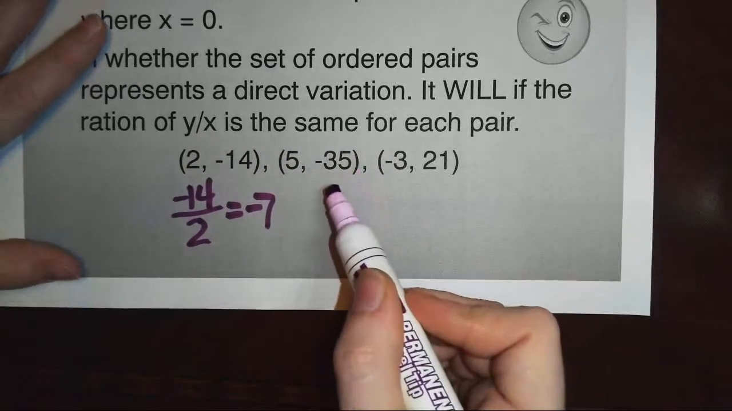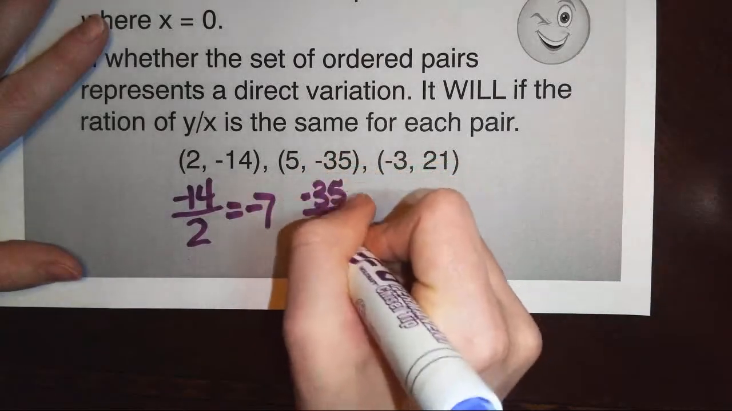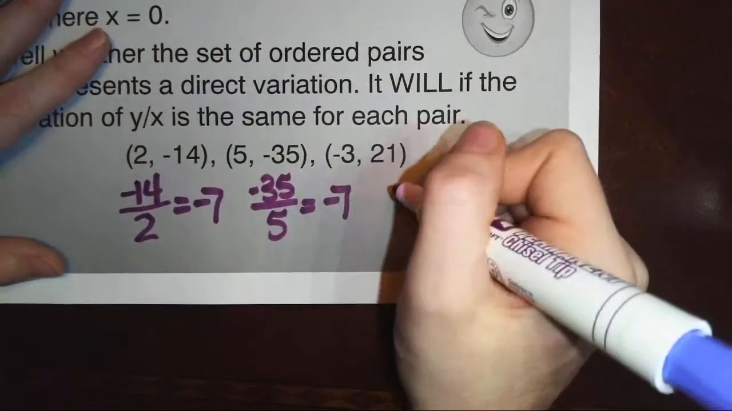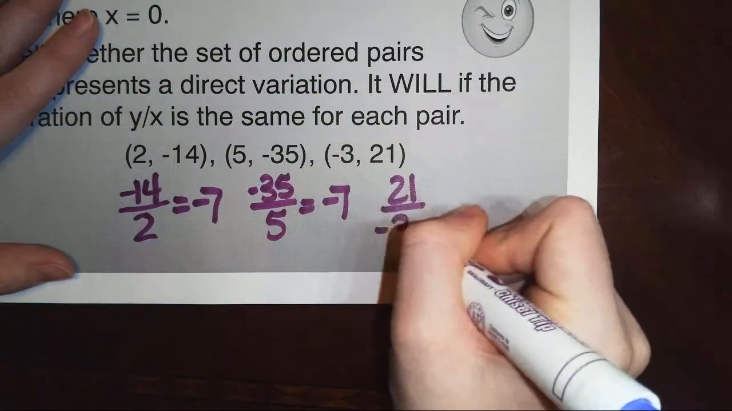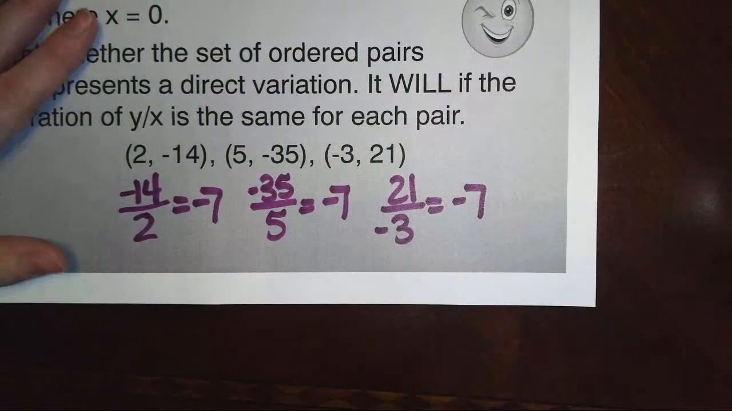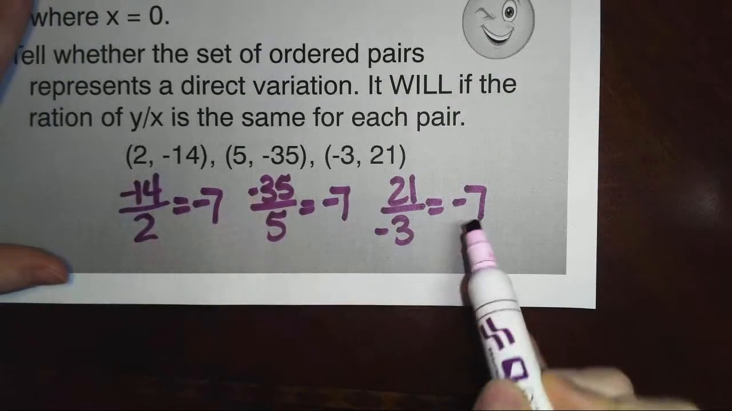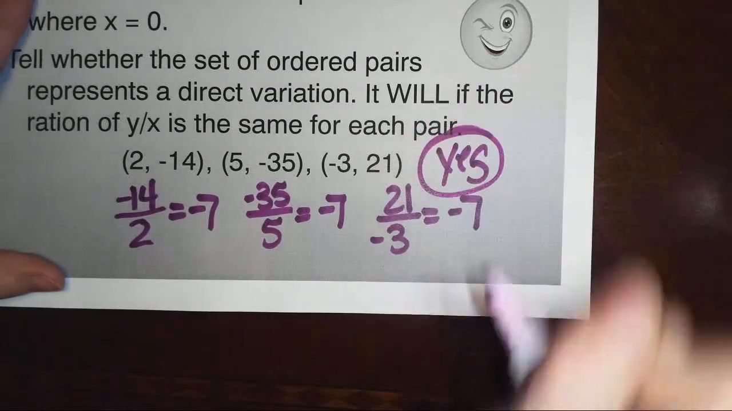Now I'm going to do it for the next ordered pair. I've got negative 35, which is my y, divided by x, 5, and I get negative 7. Same thing. Now if I take my y here, 21, and divide it by my x, negative 3, I get negative 7. So since we are dividing y by x and getting the same number every time, this is a direct variation.